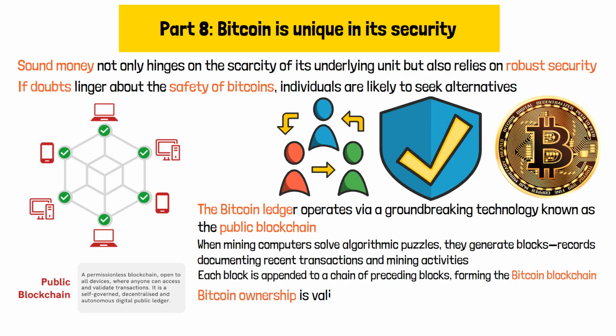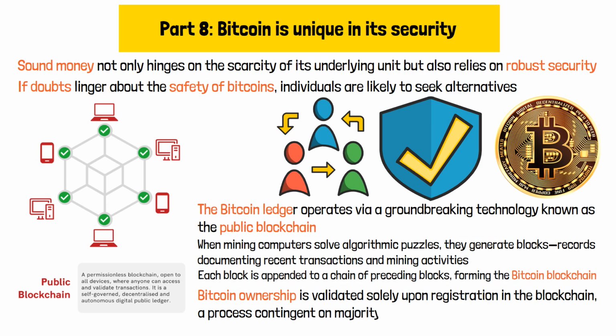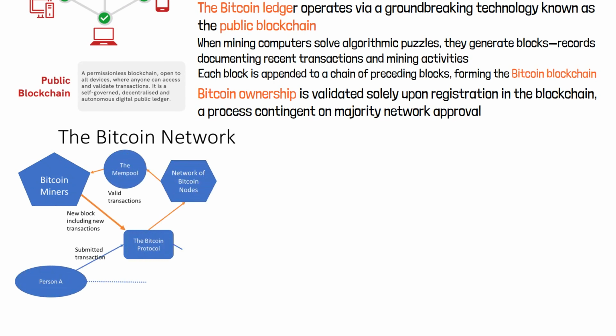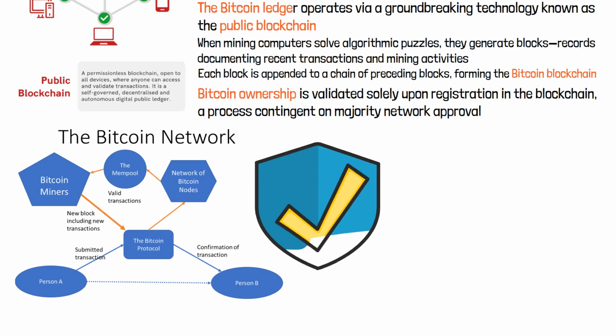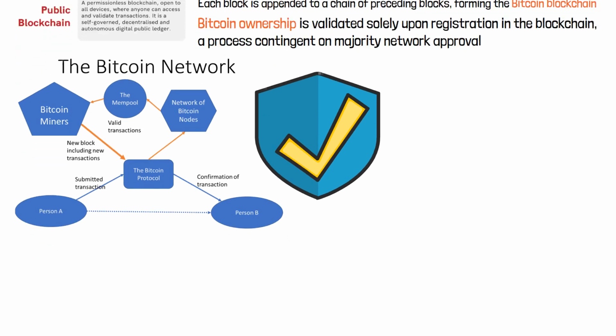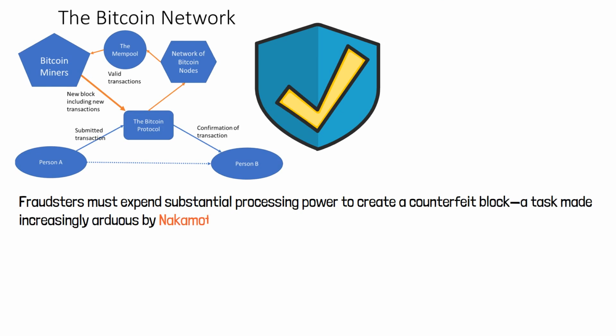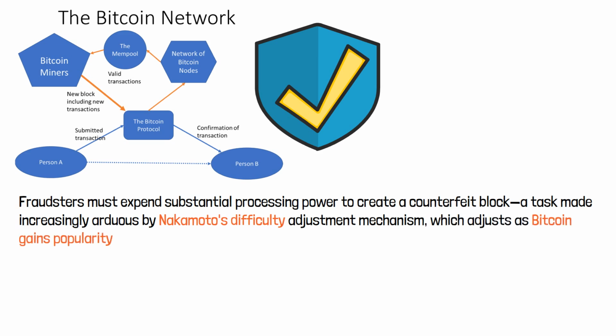Bitcoin ownership is validated solely upon registration in the blockchain, a process contingent on majority network approval. This decentralized structure renders the Bitcoin network self-sustaining, eliminating the need for centralized transaction oversight. Moreover, it bolsters security by making transaction verification significantly more straightforward than attempting fraud. Fraudsters must expend substantial processing power to create a counterfeit block, a task made increasingly arduous by Nakamoto's difficulty adjustment mechanism, which adjusts as Bitcoin gains popularity.